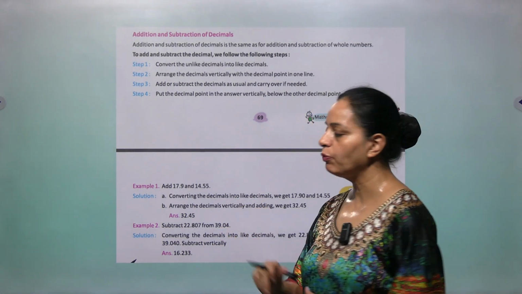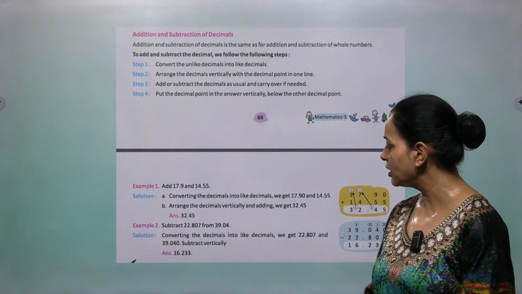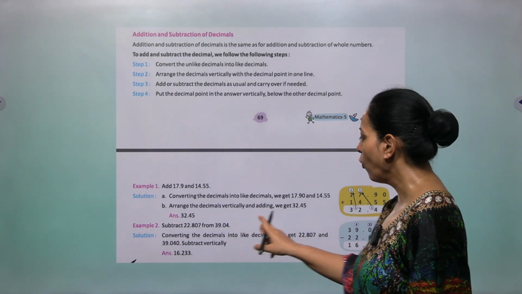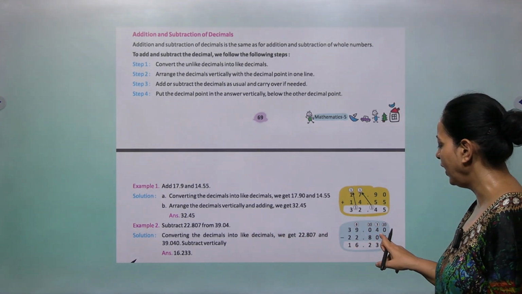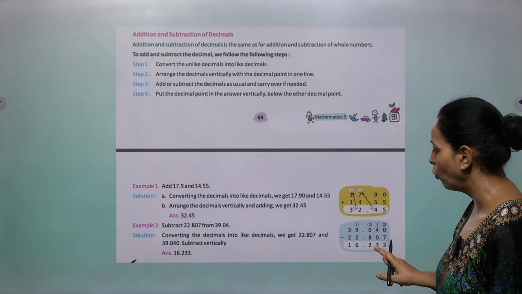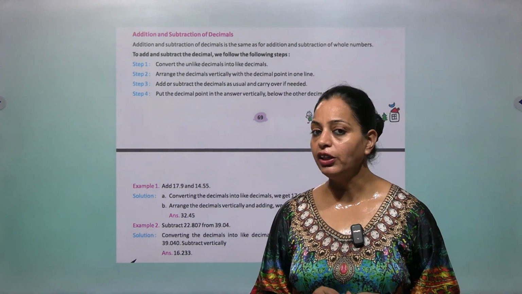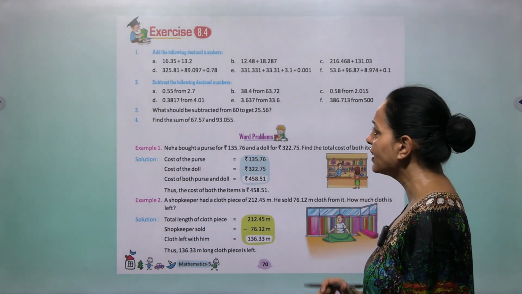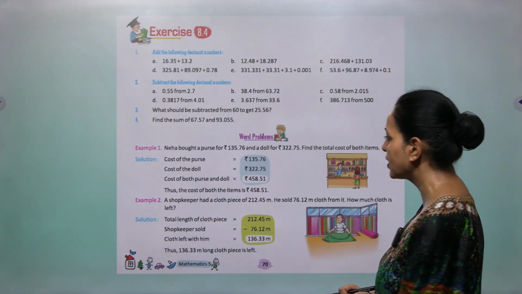Okay. Now example 2, subtract 22.807 from 39.04. These are unlike, so convert them into like decimals first. So what will you get? 39.040 और नीचे आप लिख देंगे 22.807 और दोनों को माइनस कर देंगे. Then the answer is 16.233. Okay. Now exercise 8.4 based on addition and subtraction. You can try this one.